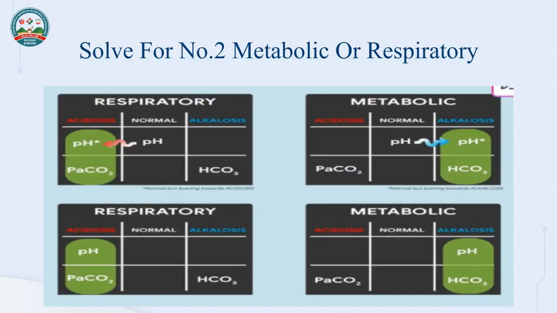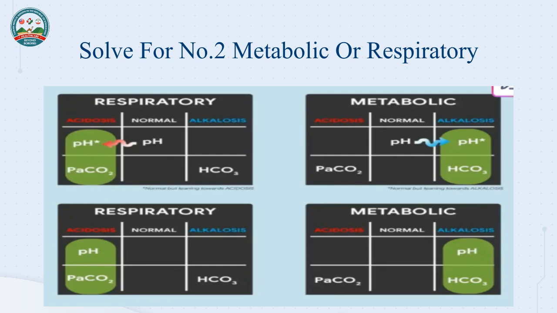In the last step, we reviewed step 1, which is checking the pH to see if the patient is in acidosis or alkalosis. Now, in step 2, we need to figure out which system is causing the problem. If the abnormal value is in PaCO₂, that means it's a respiratory problem. So we call it respiratory acidosis or respiratory alkalosis. If the abnormal value is in HCO₃, that means it's a metabolic problem. So it's metabolic acidosis or metabolic alkalosis.